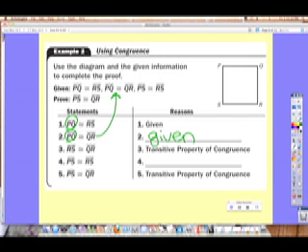Again, they use the transitive property. What did they take out of this one? Oh, it looks like they took out RS. Do you agree with me? That's it, PS equals QR. Thumbs up. Did you survive your second proof? You okay with this one?